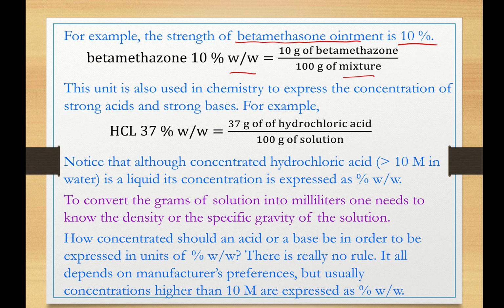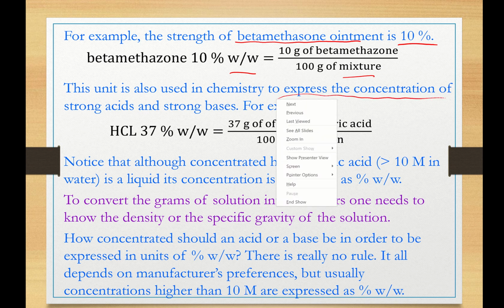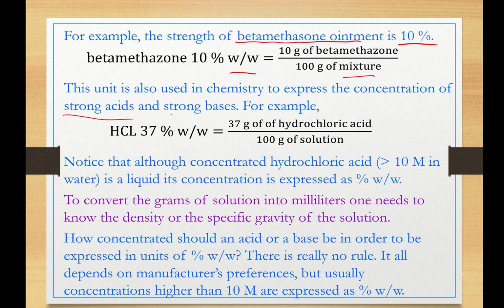Now this unit, percent weight per weight, is also used in chemistry, especially to express the concentration of strong acids and strong bases. And here I cited an example, HCl 37% weight per weight. It means 37 grams of hydrochloric acid dissolved in 100 grams of solution. So now here, although the HCl 37% is a liquid, for whatever reason it is expressed in units of weight per weight.